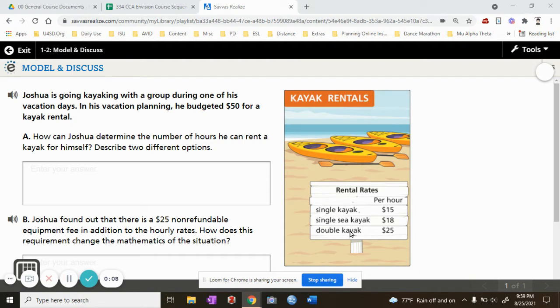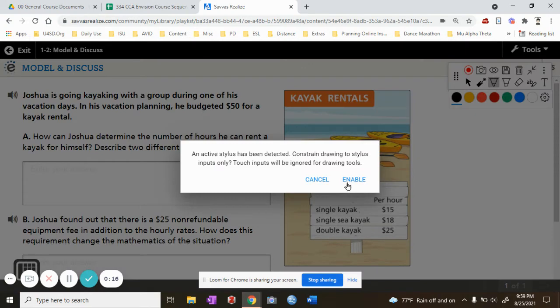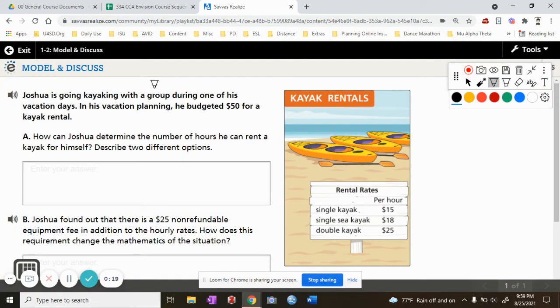We started class by going over our model and discuss, and we looked at the situation of Joshua going camping or on vacation, and he is budgeting for kayak rentals. As Joshua set aside money for his kayak rental, he decided he was not going to spend any more than $50. So, how can we help Joshua determine the number of hours he can rent a kayak for himself? We'll describe two different options. So, let's look at the information we have.